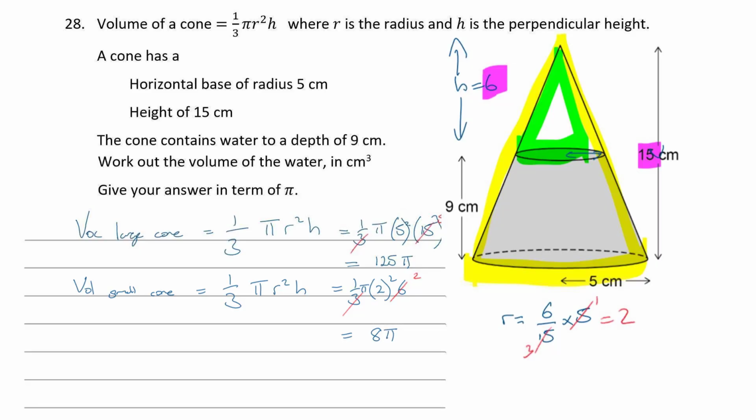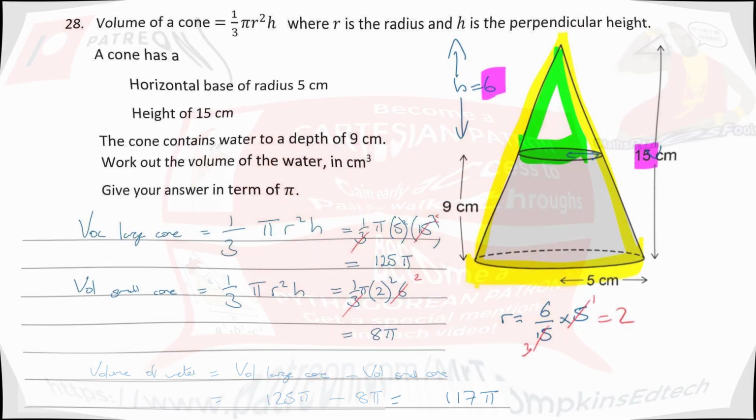Okay, so then the volume of the water is going to be the volume of the large cone, take away the volume of the small cone, which is going to be 125 pi, take away 8 pi, which leaves us with 117 lots of pi.